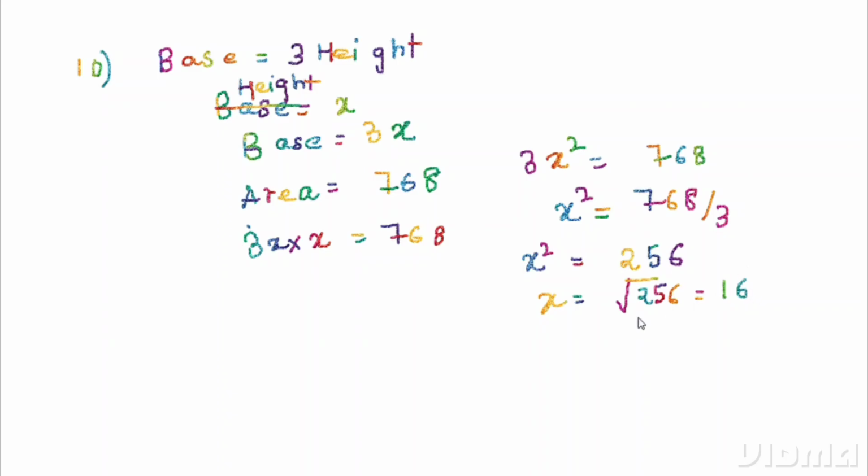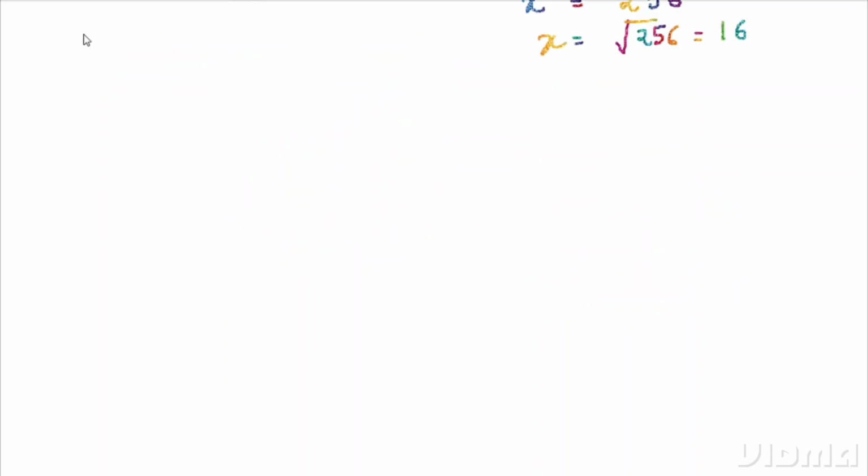Now they are telling me to find the base and height. Height I took as x, so that is 16. Base is 3x, so that is 3 multiplied by 16, which gives me 48 centimeter. So I have found out the base and I have also found out the height. This question was also very simple. Let's move on to the 11th question.